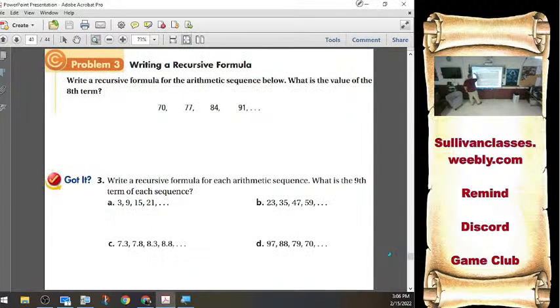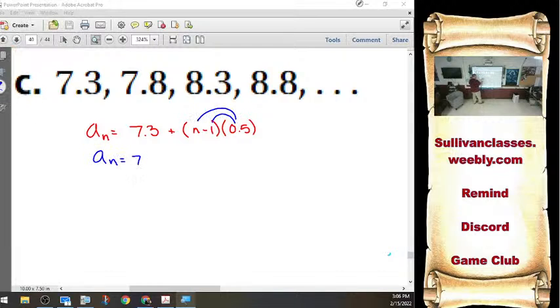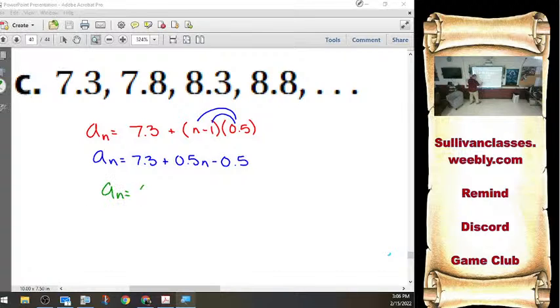Okay, so I'll back up and do one of these. Say we had the one that I couldn't mental math. Well, I could, I just went too far. I would say A sub n is A sub 1 plus n minus 1 times d. Our common difference was 0.5. Distribute. And then I would combine like terms. 7.3 minus 0.5 is 6.8.